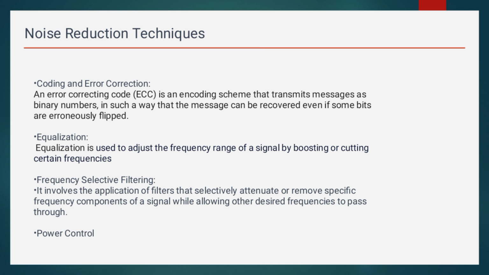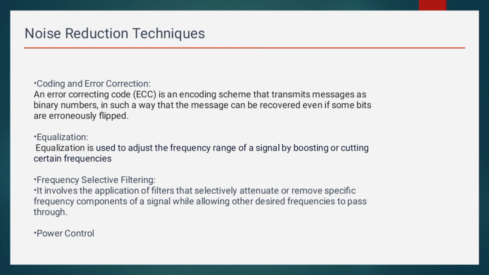Now third is frequency selective filtering. It involves the application of filters that selectively attenuate or remove specific frequency components of a signal while allowing the other desired frequencies to pass through.